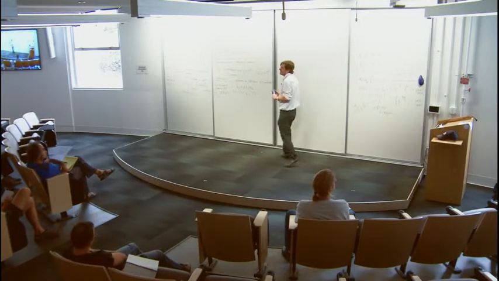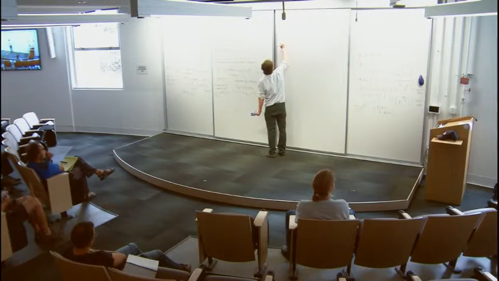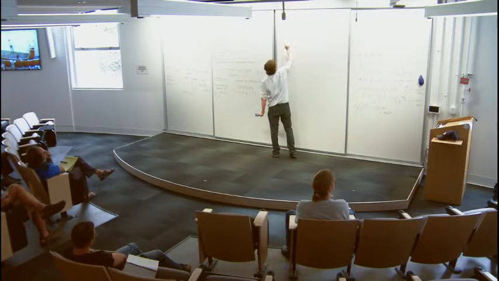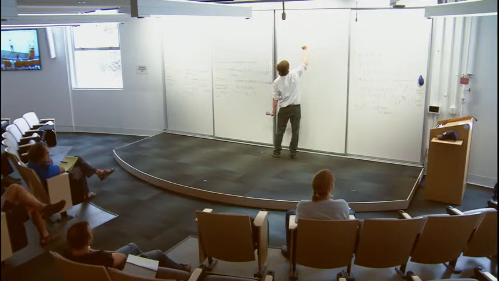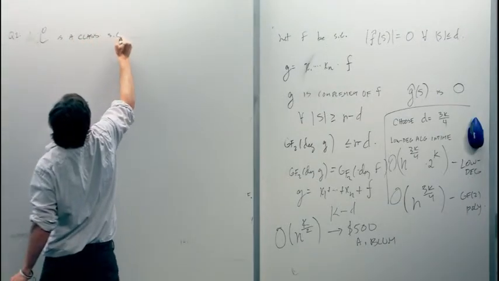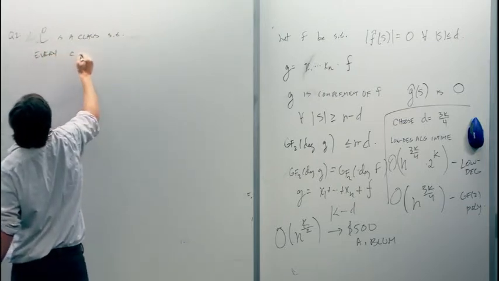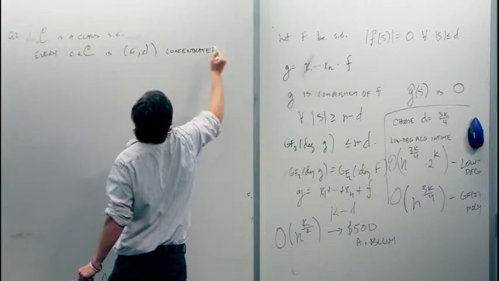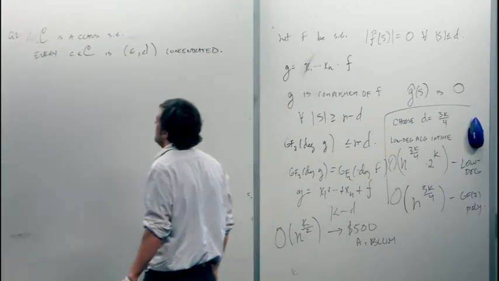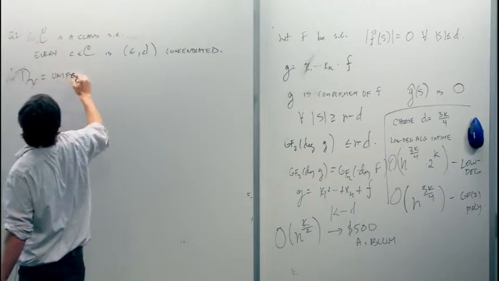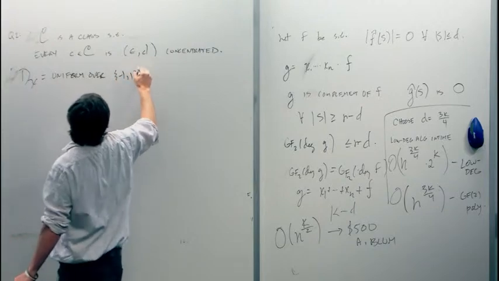Okay, so that's what I was about to talk about. That's a good question. So, question one. Let's say F is epsilon-D concentrated. Okay, so let's do this. C is a class such that every c in C is epsilon-D concentrated. Okay, good. So let's assume that D of x is uniform over {-1, 1}^n.